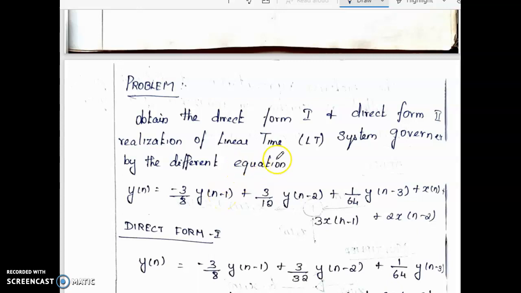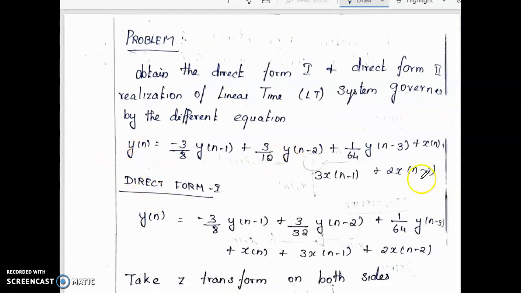Obtain the direct form 1 and direct form 2 realization of a linear time invariant system governed by this equation. Our equation is y of n is equal to minus 3 by 8 y of n minus 1 plus 3 by 32 y of n minus 2 plus 1 by 64 y of n minus 3 plus x of n plus 3 x of n minus 1 plus 2 x of n minus 2.